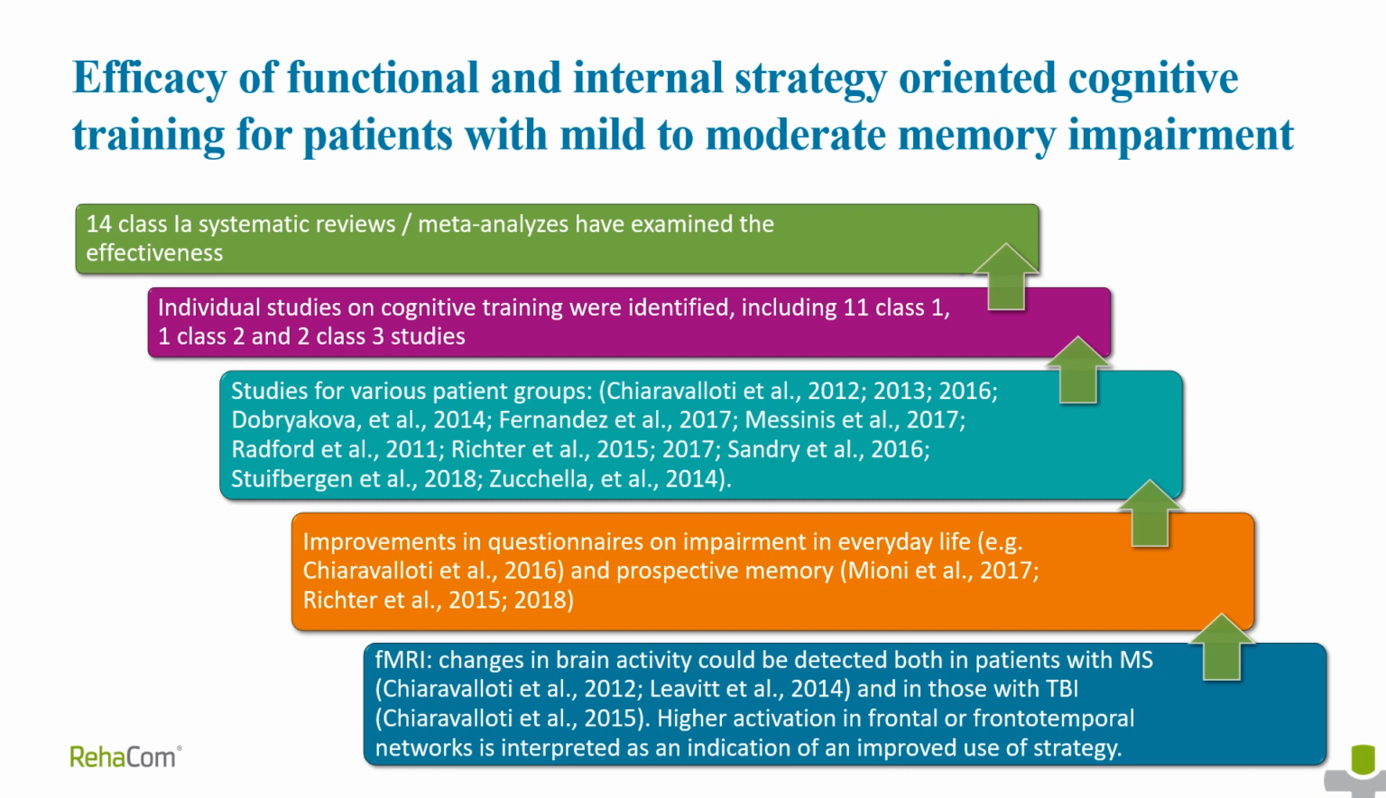or strategy-oriented cognitive training leads to improvement in memory-specific outcome measures. In addition, improvements in questionnaires on impairment in everyday life and prospective memory are reported. Furthermore, on the basis of fMRI, changes in brain activity could be detected both in patients with MS and those with TBI. Higher activation in frontal or frontotemporal networks is interpreted as an indication of an improved use of strategy.